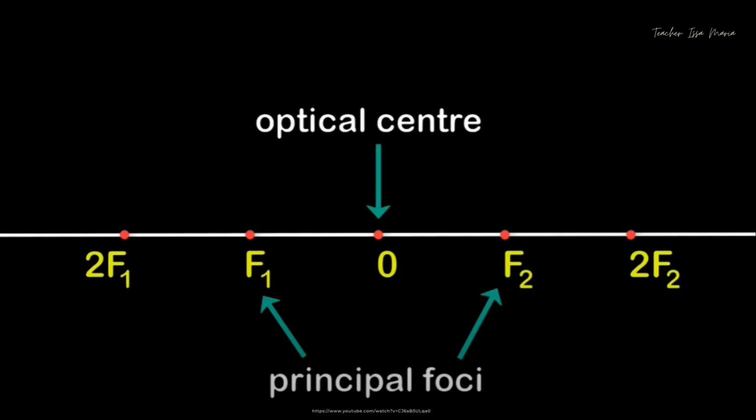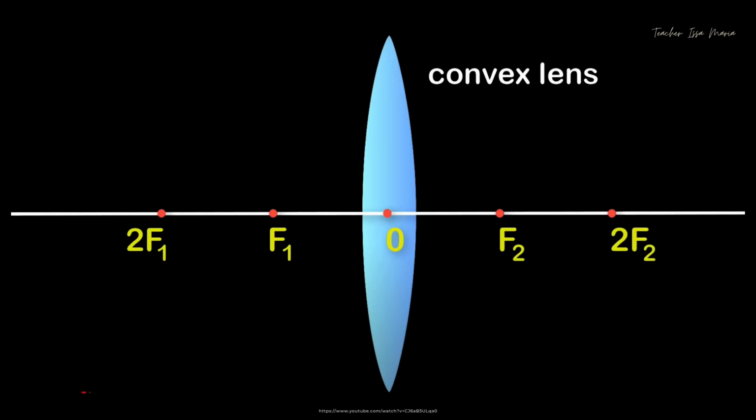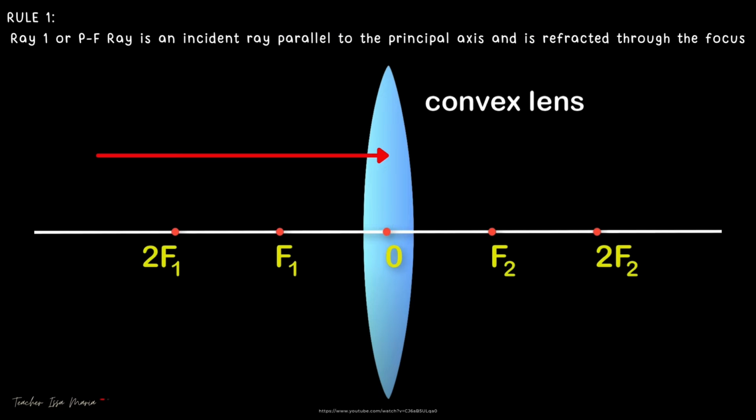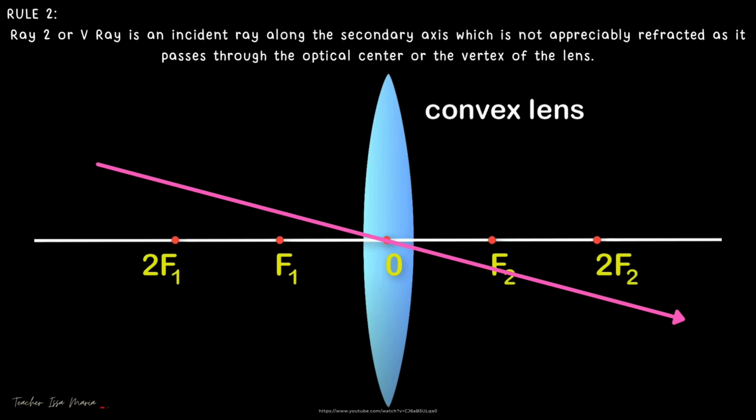To locate an image, we just need two rays. The first ray, or ray number 1, is a ray parallel to the principal axis and will refract through the focal point on the opposite side. Ray number 2, a ray passing through the optical center, goes straight without bending.